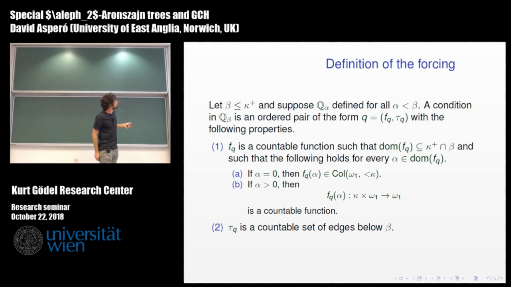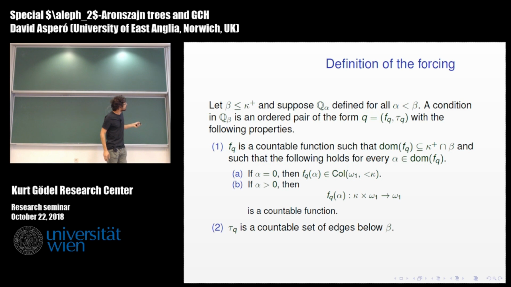So FQ is a countable function whose domain is contained in Q kappa intersection beta. So I only have stages below beta, and it's countable, so it's countable support. And such that the following holds for every alpha in the domain. If alpha is 0, then FQ of alpha is simply a condition in the Levy collapse, turning kappa into omega 2. And if alpha is greater than 0, then FQ of alpha is a countable function from kappa cross omega 1 into omega 1, which will be forced to be a specializing function, of course.